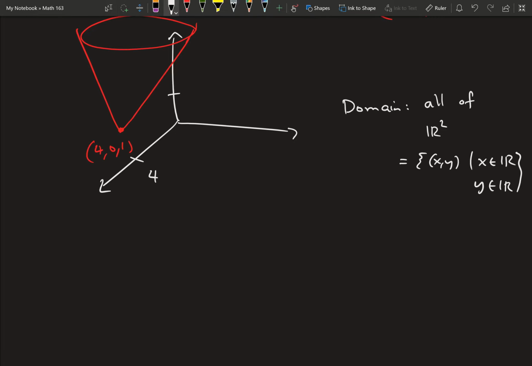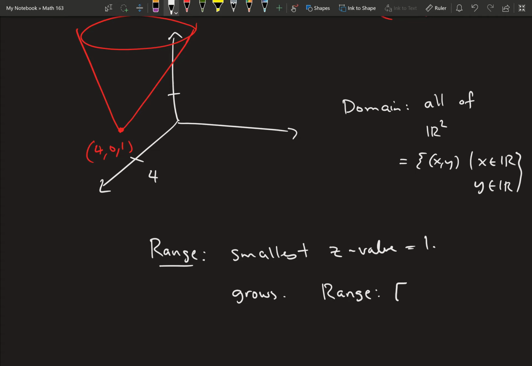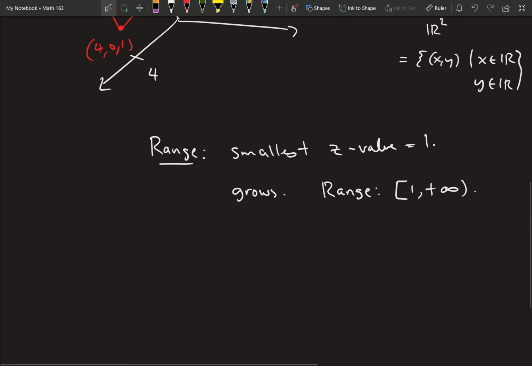For the range, it may be convenient to note that the smallest z value is equal to 1, and then it just grows from there. So hence our range is 1 to positive infinity. Okay, so that was our exercise from last time.